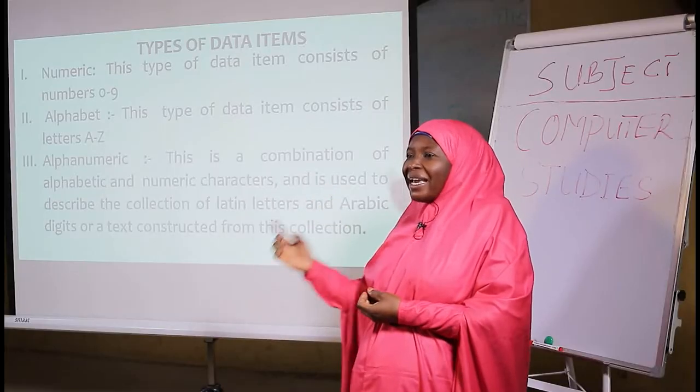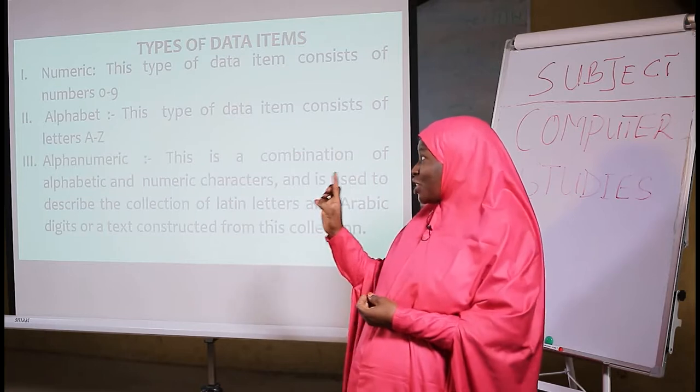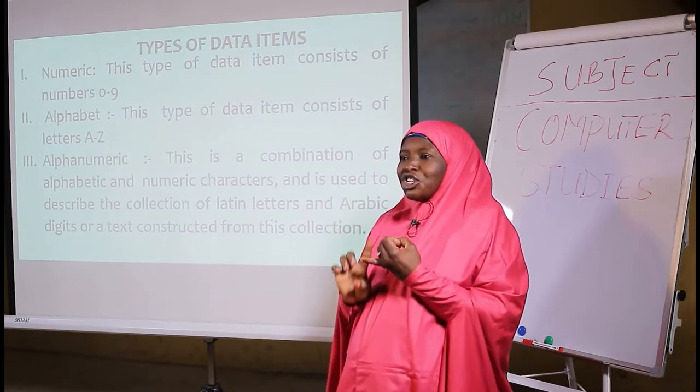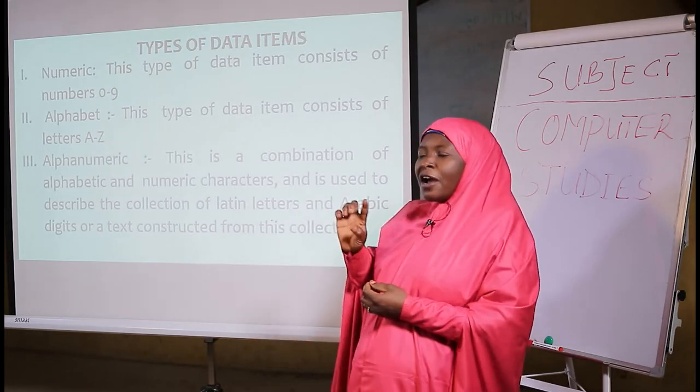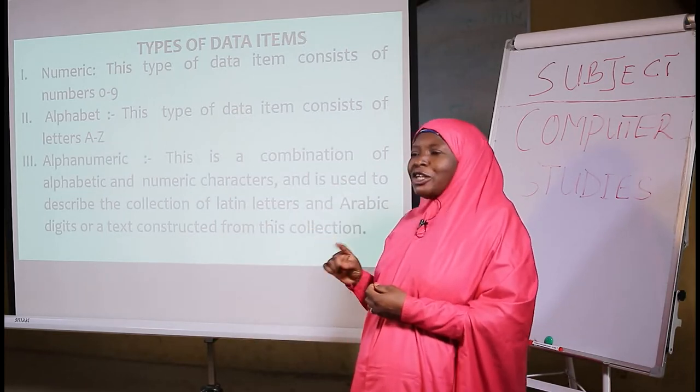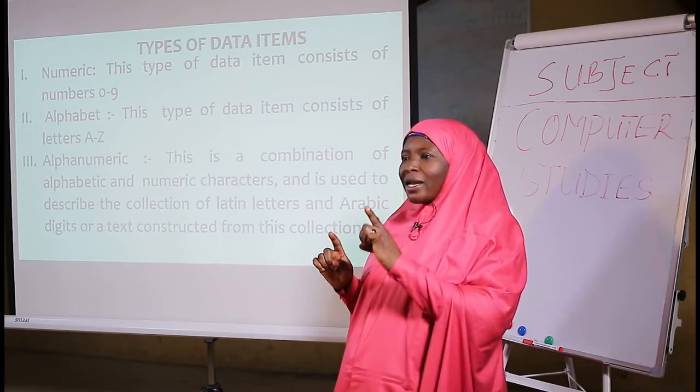Any other number is the replication of the 0 to 9, because 0 is a number, 1 is a number, 2 up to 9. After 9, we have 10. And you know, the 10 consists of 1 and 0. So it's within the range of 0 to 9. So that is the reason why numbers are from 0 to 9.